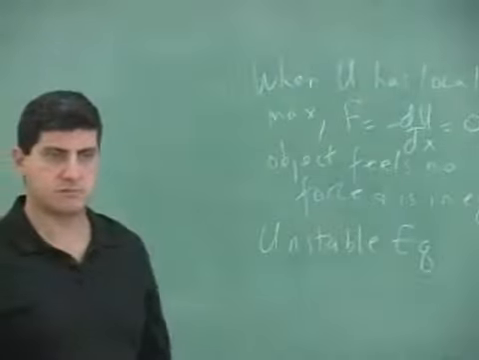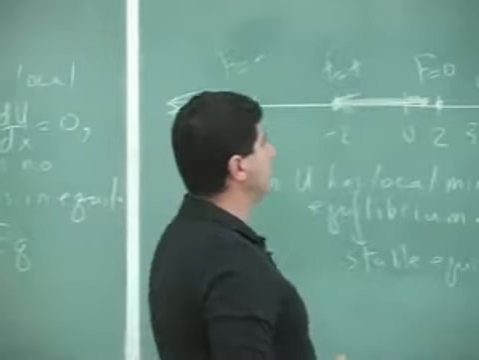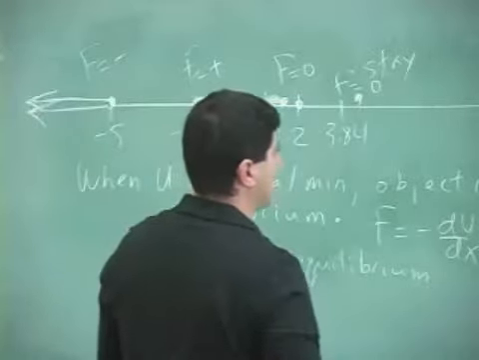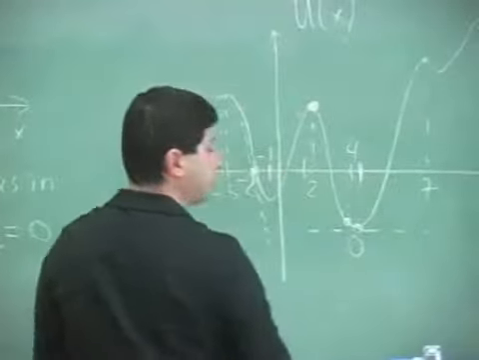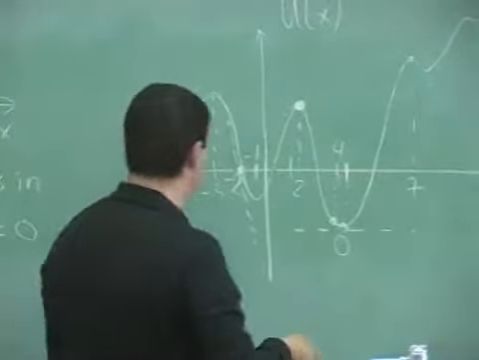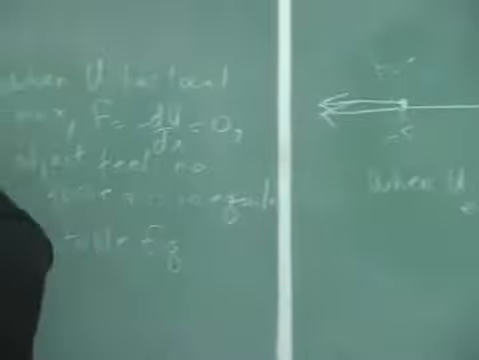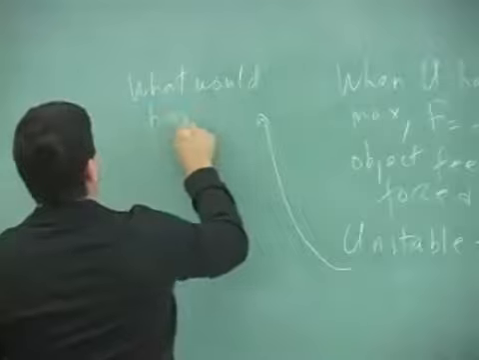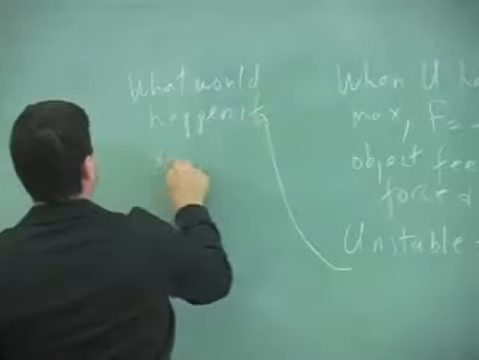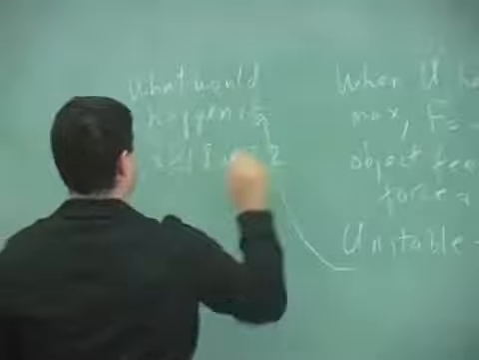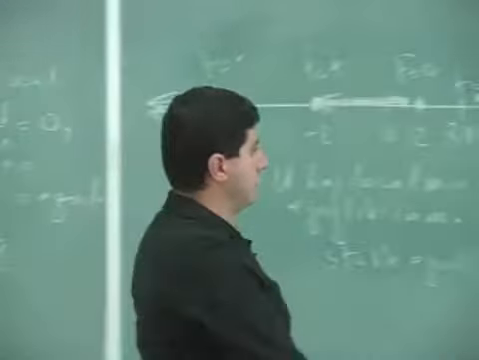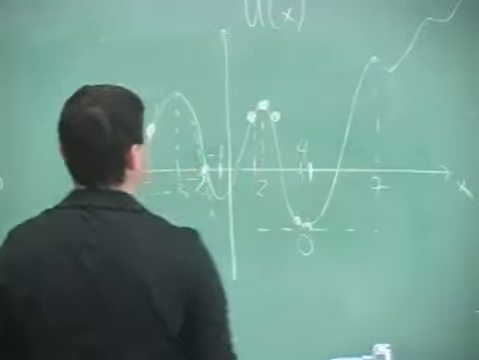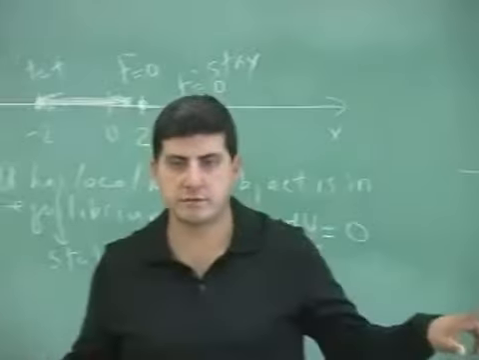Why is that? Because you've got to imagine what would happen to an object which was placed at 1.8 or 2.2. Okay? What would happen if x was 1.8 or 2.2? Well, imagine what would happen to a ball placed here or here. It would roll down the hill, right?